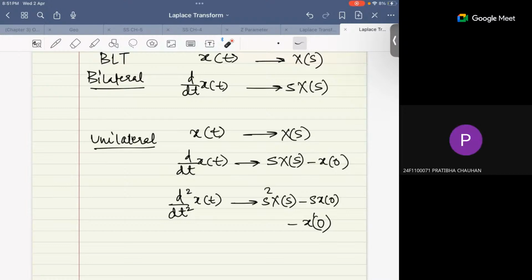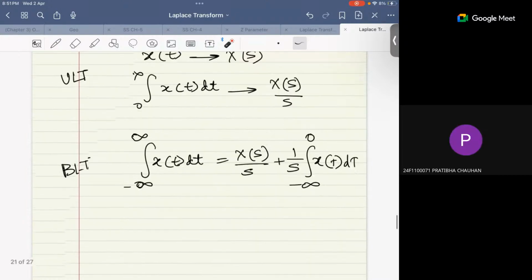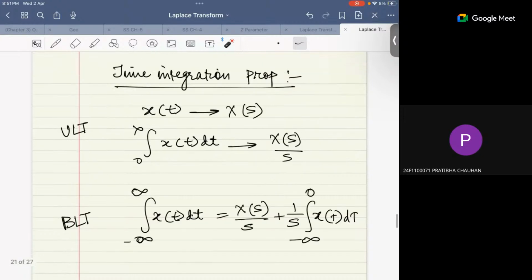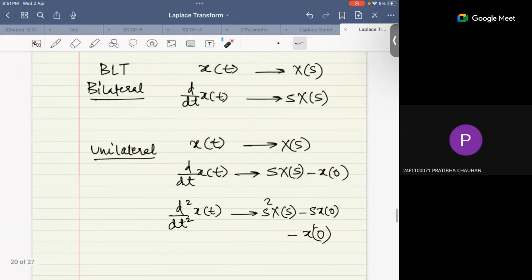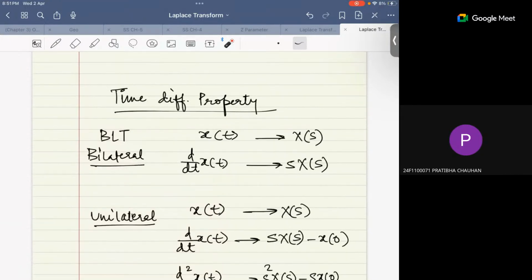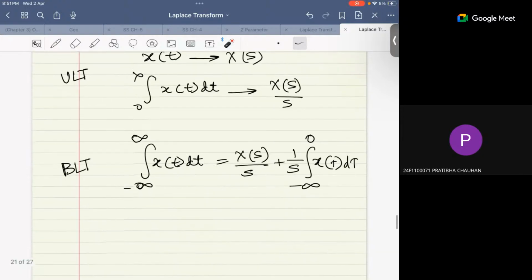Yes, sir. Okay. Now, similarly for the integration property, it is pretty simple if you are dealing with the unilateral. See what was happening in differentiation: when you calculate the Laplace transform for a differentiated signal, you are just multiplying by s. In integration, you will just divide by s. This is what generally happens.